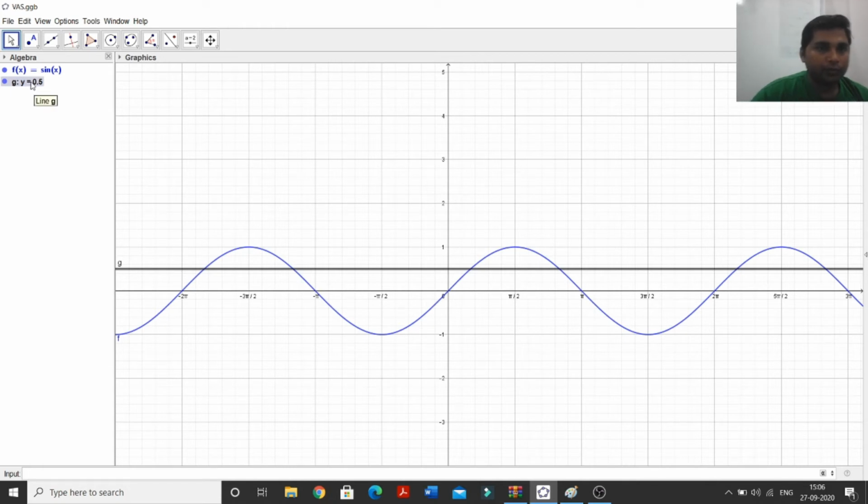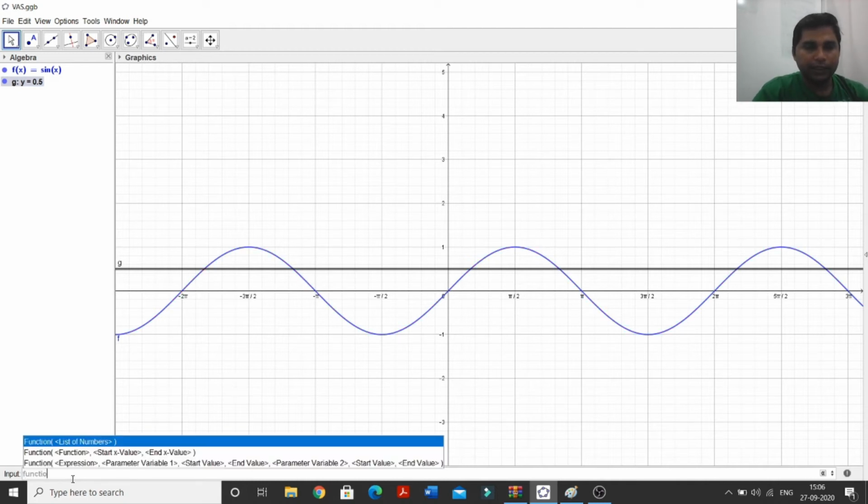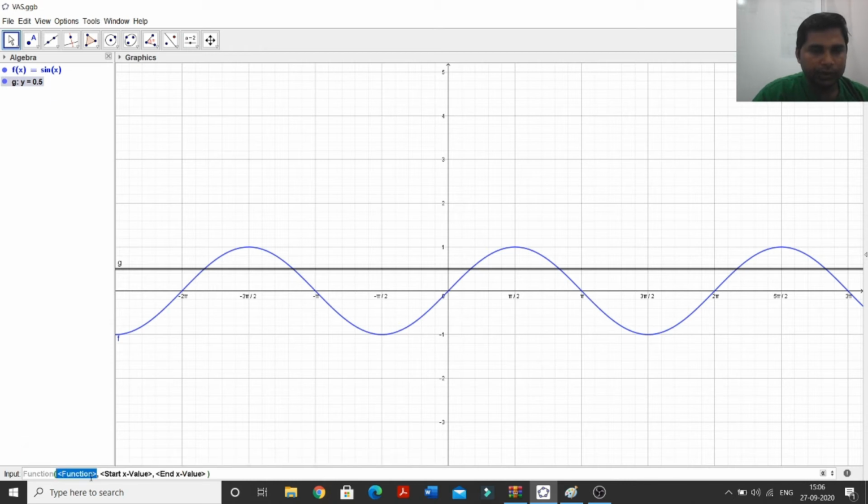So I'm going to change this and sketch another graph of sine between minus 1 and 1. I'll use this function sin x, start value minus pi over 2, end value pi over 2.